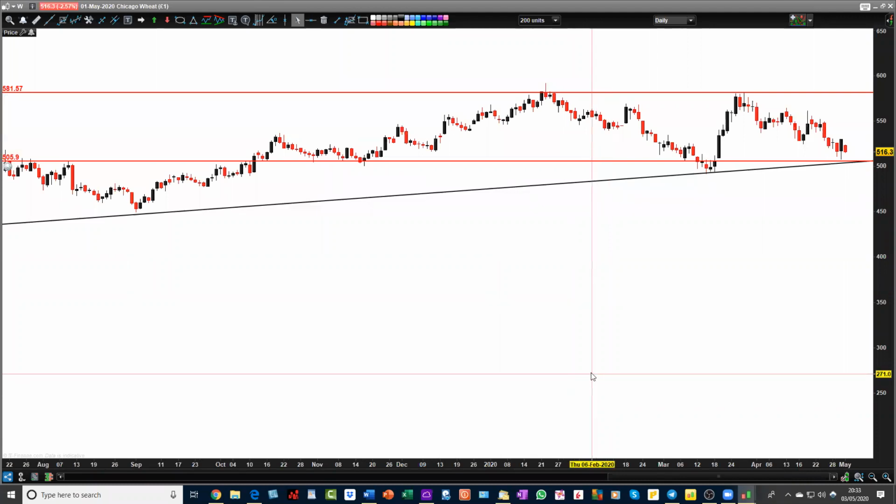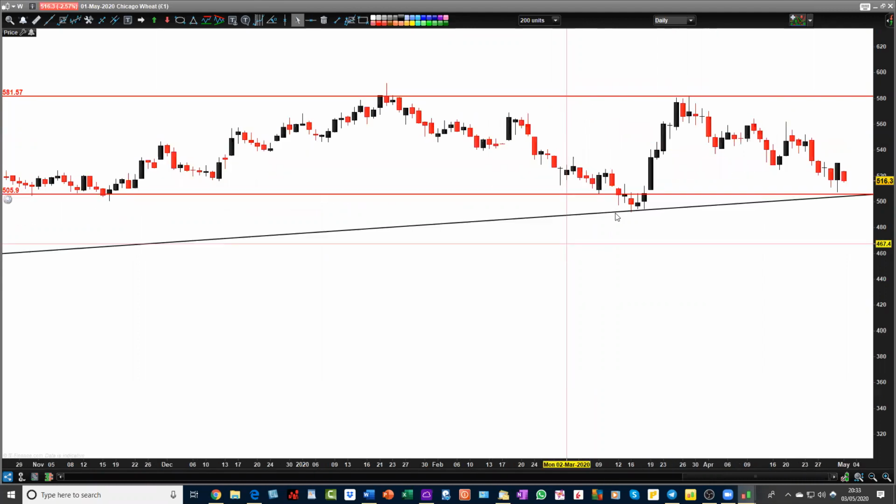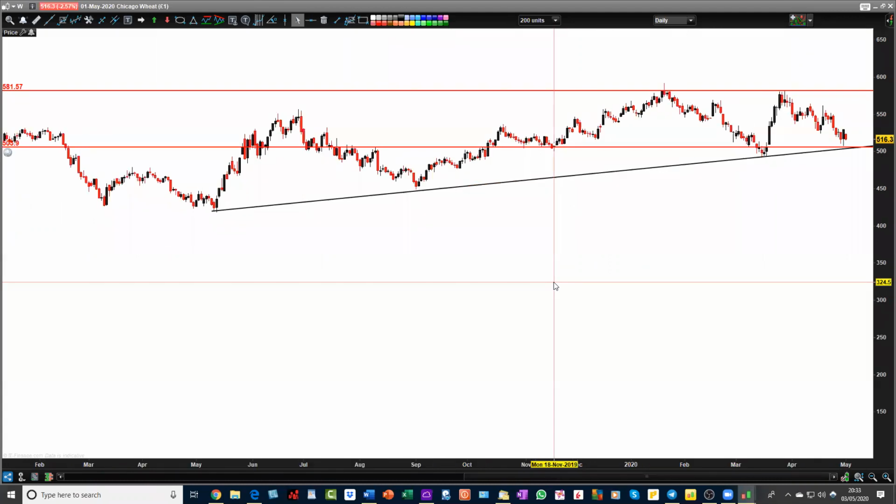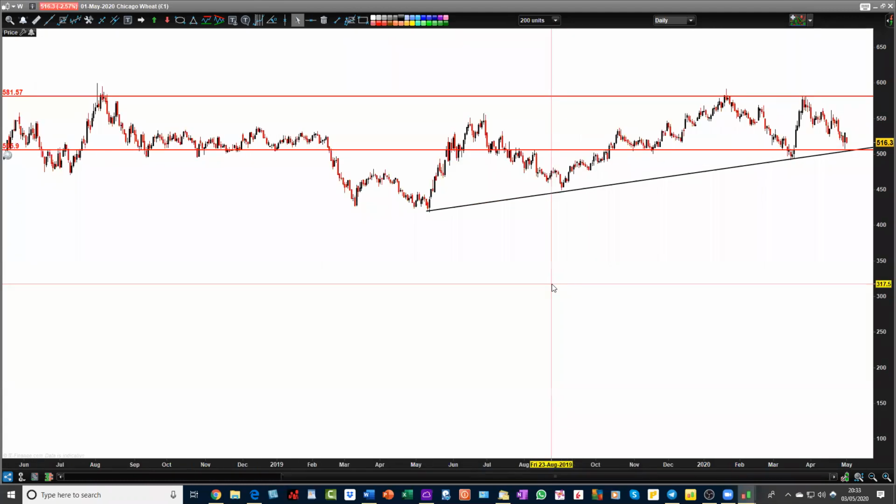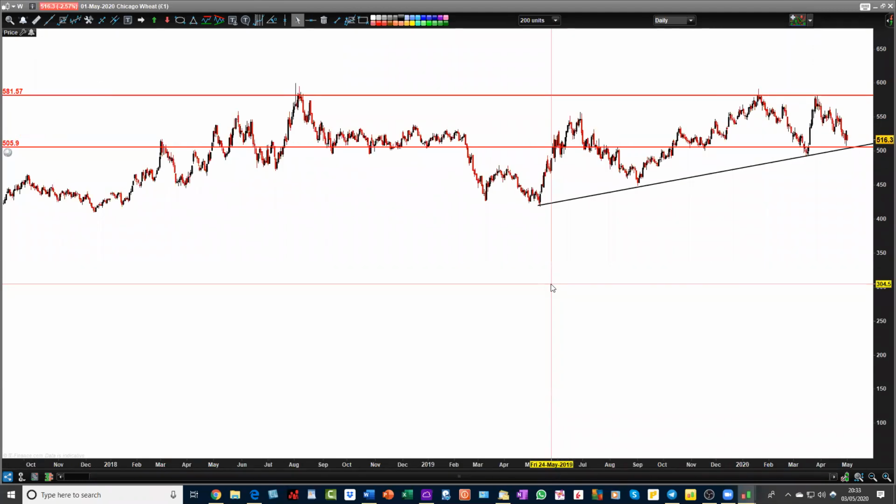505 is where I've got my alert on, because that will be a gap fill from the 18th of March. Technically, there's not actually a gap there, because we did come down to 509. It's likely to go up to 580. It's got the potential to go back to 586 plus.